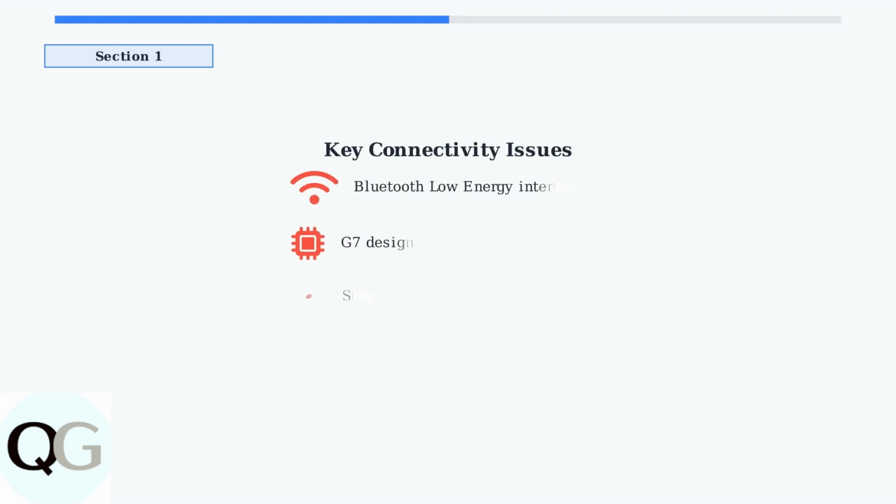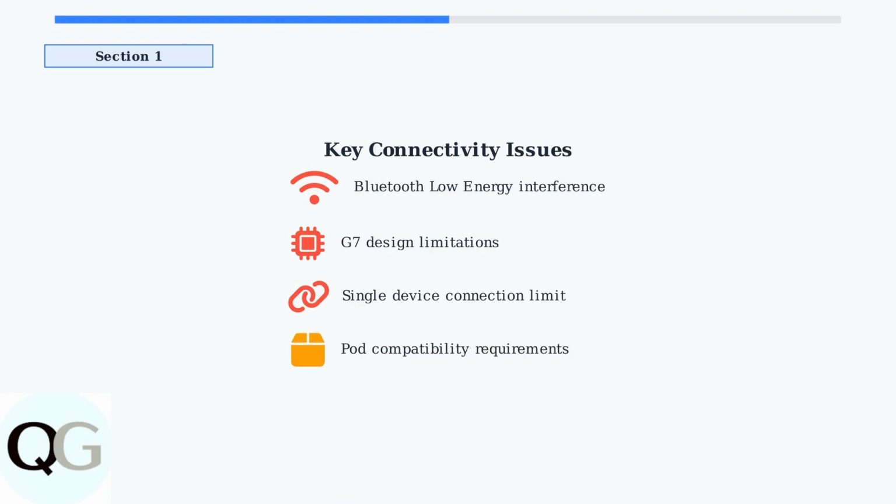Understanding these connectivity challenges is the first step toward resolving them. In the next section, we'll explore specific troubleshooting steps and solutions to improve the connection between your Omnipod 5 and Dexcom G7.